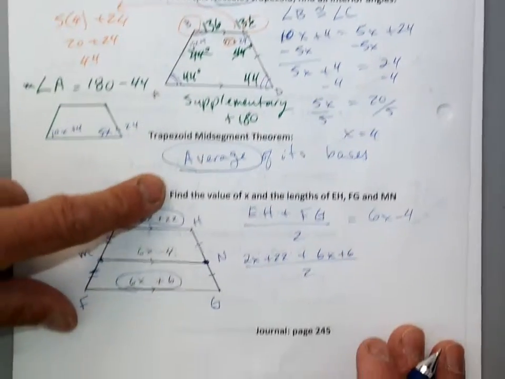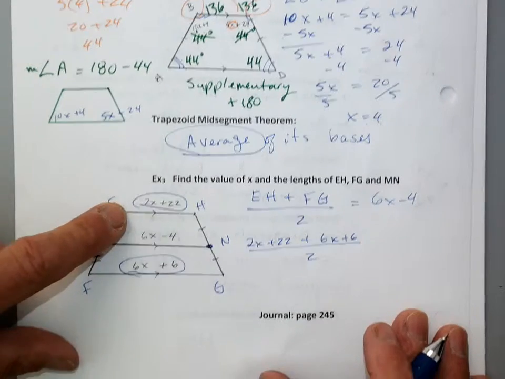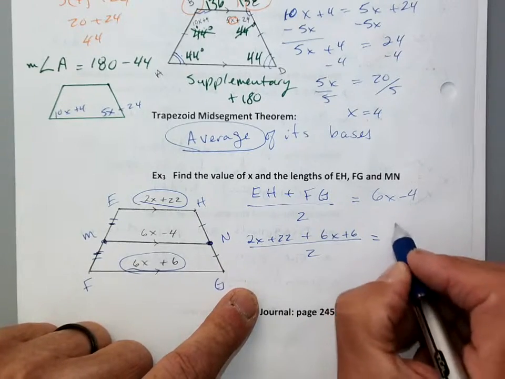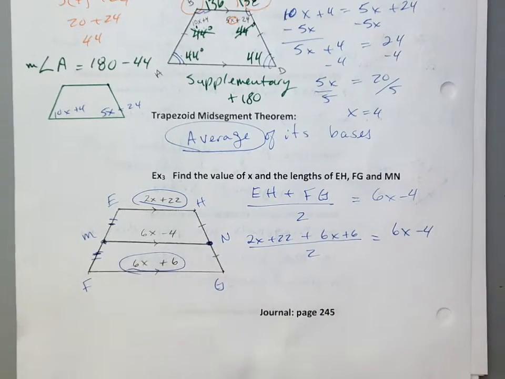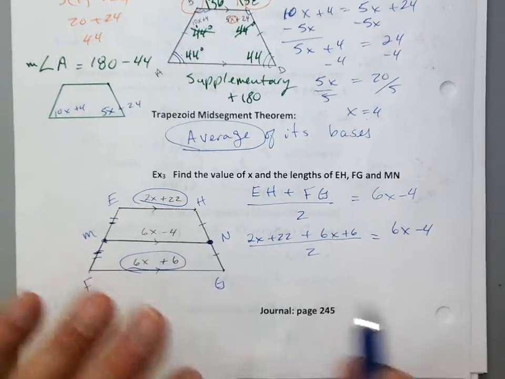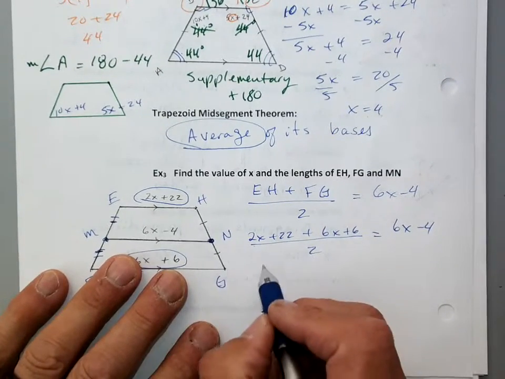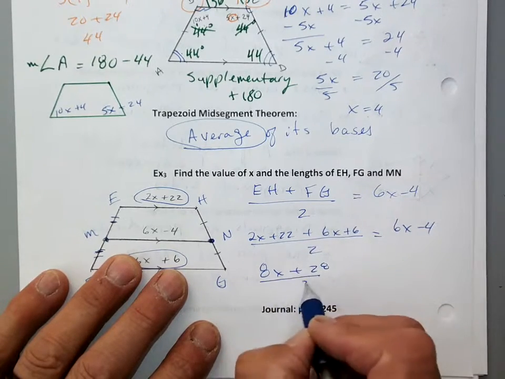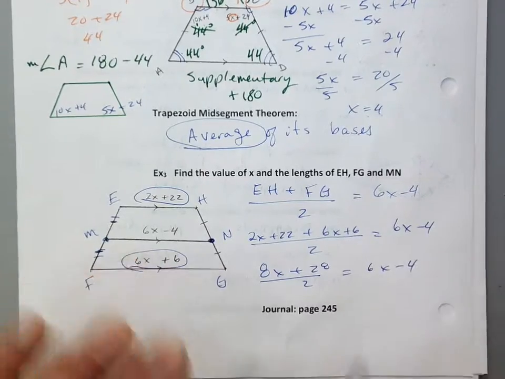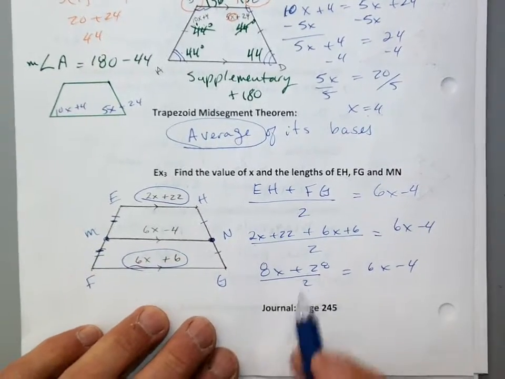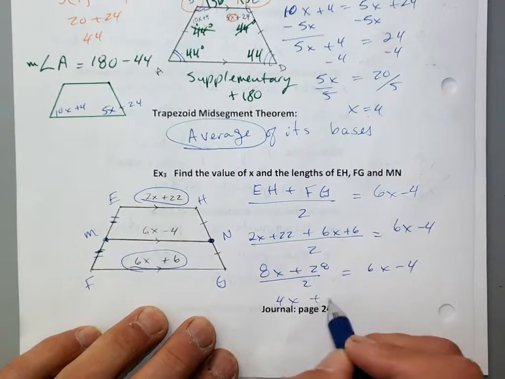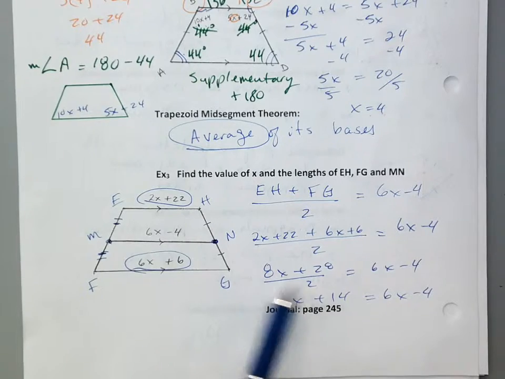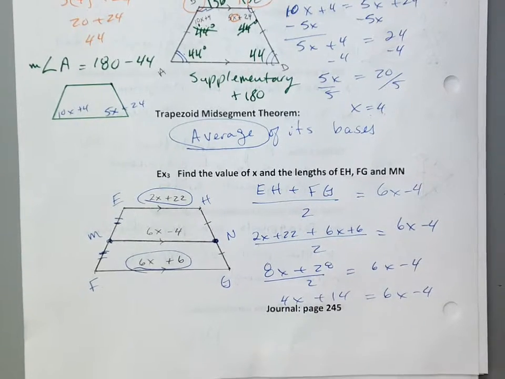So I've got my 2x plus 22 plus my 6x plus 6, divided by 2, equals my mid-segment, which is my 6x minus 4. Now let's simplify this as much as I can. That's going to be 8x plus 28 divided by 2 equals 6x minus 4. Now, dividing by 2, I'll have 4x plus 14 equals 6x minus 4. All I did was divide 8x by 2 and 28 by 2.